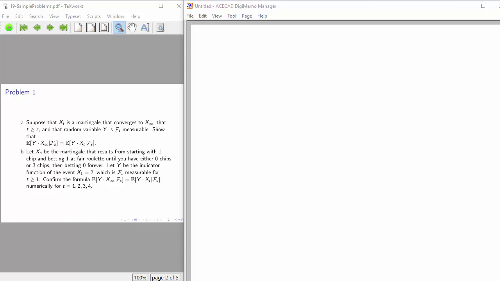Here are the sample problems for Math 117, Class 19. I'm not going to do the proof in these sample problems because it's the subject of the second batch of workshop problems.